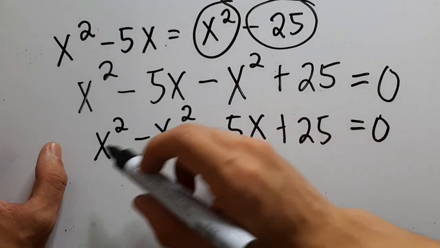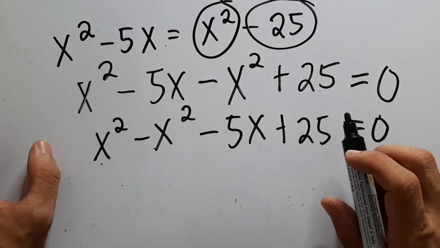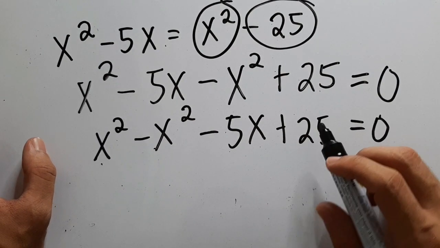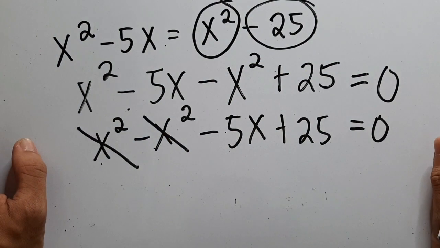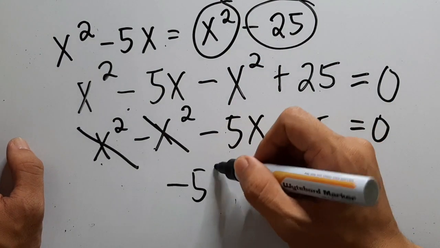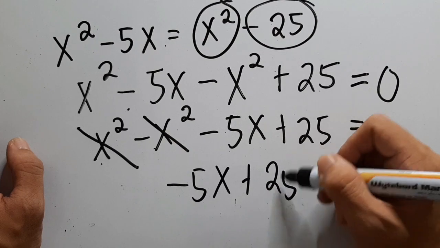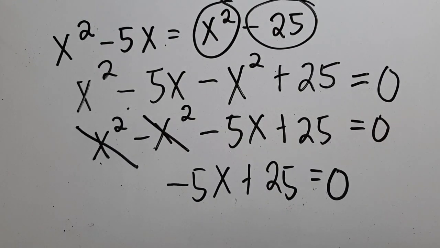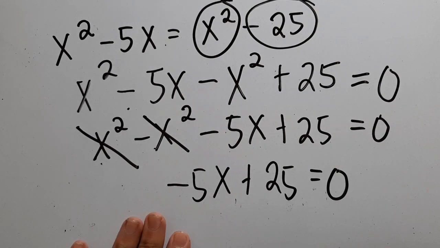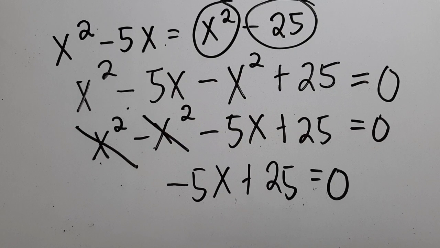Ngayon, si x squared, pag minus natin kay negative x squared, sila ay makakancel na, or the answer is 0. So we have negative 5x plus 25 equals 0. So this equation is not a quadratic equation. This function is not a quadratic equation.